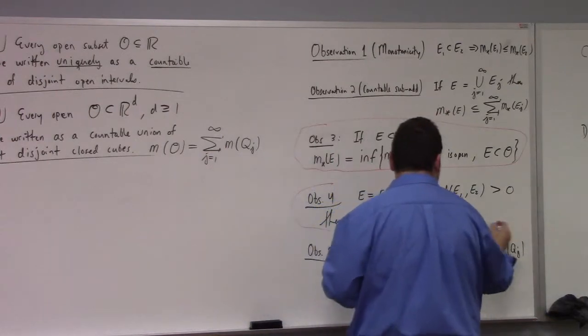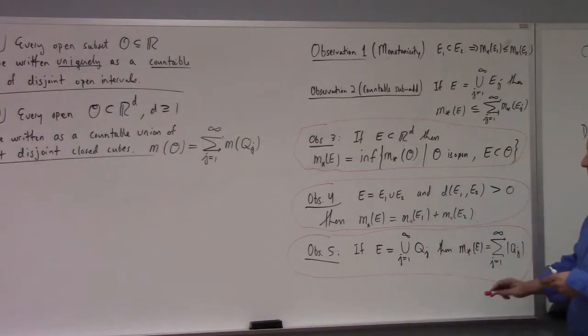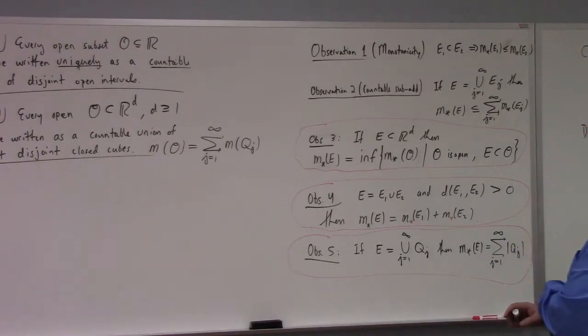So, observation 3, observation 4, observation 5. So what do you think about all these observations? I think it means that the exterior measure is, among other things, behaving like a measure, right? I mean, it's doing some of the things we wanted, I think. Ah, the translation, yeah.